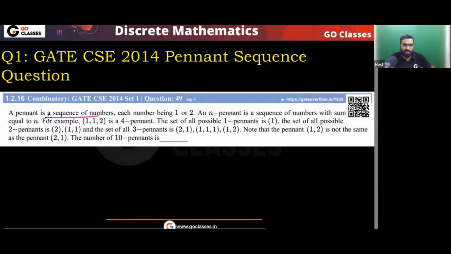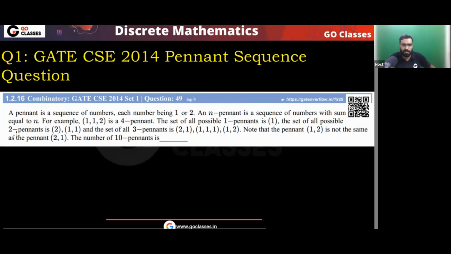A pennant is a sequence of numbers, each number being 1 or 2. N-pennant means a sequence of numbers with summation equal to n. For example, this is a 4 pennant because the summation equals 4. Next, the set of all 1 pennants, that is only 1, because remember you can only use 1 comma 2. N-pennant means summation must be equal to n.